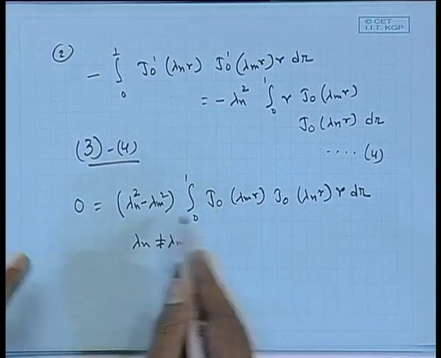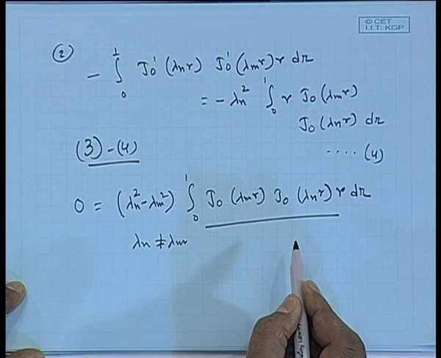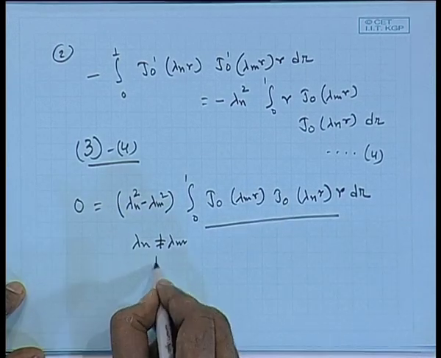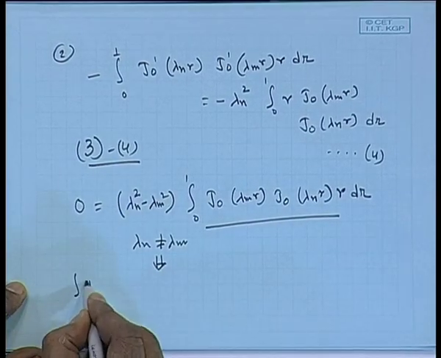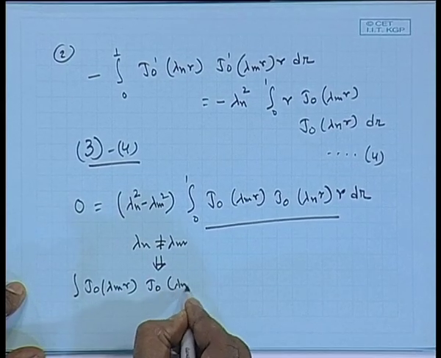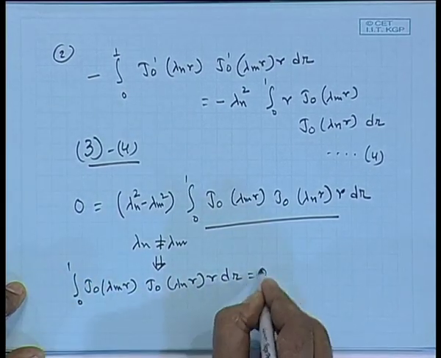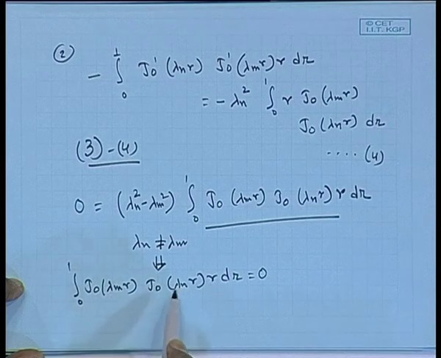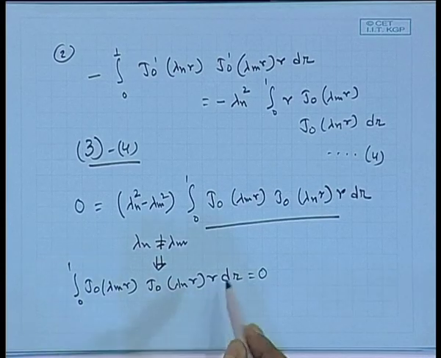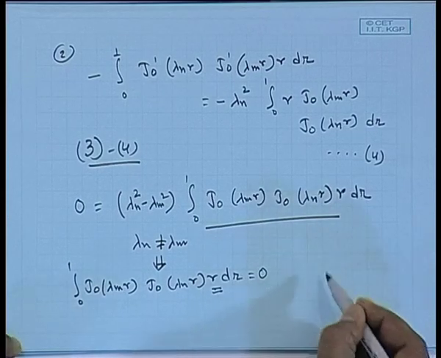That means, to hold this equation good, this integral must go to zero, right. So, this indicates integral 0 to 1 J0 lambda m r J0 lambda n r, r dr is equal to 0. That means, the Bessel functions are orthogonal to each other with respect to the weight function r. So, our point is proved.